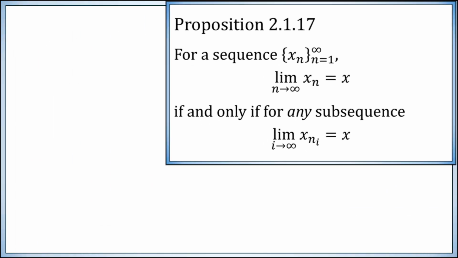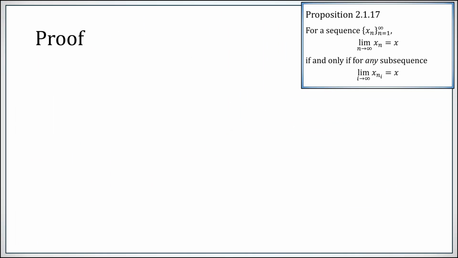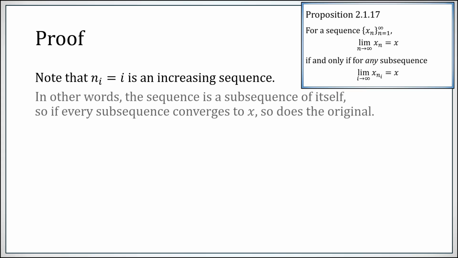Let's take a look at the proof. So if I just consider n sub i equals i, 1, 2, 3, 4, and so forth, that is an increasing sequence. That is to say, a sequence is a subsequence of itself. So if every subsequence is converging to x, the original certainly does as well. Another equivalent argument is that tails are a very particular type of subsequence. So if every subsequence converges to x, the tails have to converge to x, and as previously argued, if any tail converges to x, then so does the original sequence.